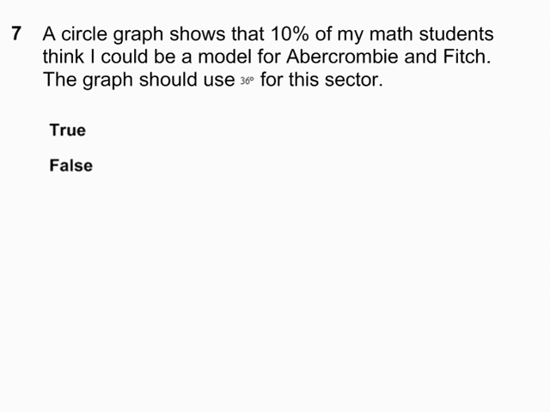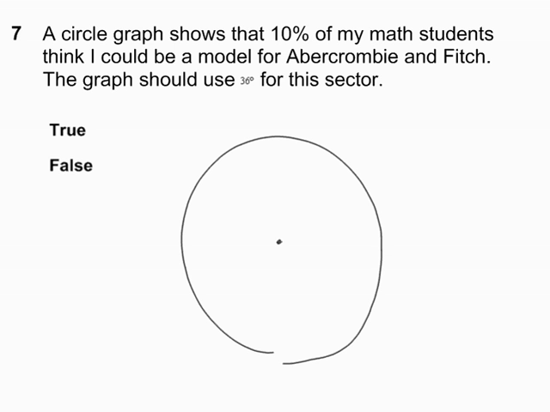Question 7 says a circle graph shows that 10% of my math students think I could be a model for Abercrombie and Fitch. I thought it would be a lot higher than that. This graph should be 36 degrees for this sector. So should this be that?